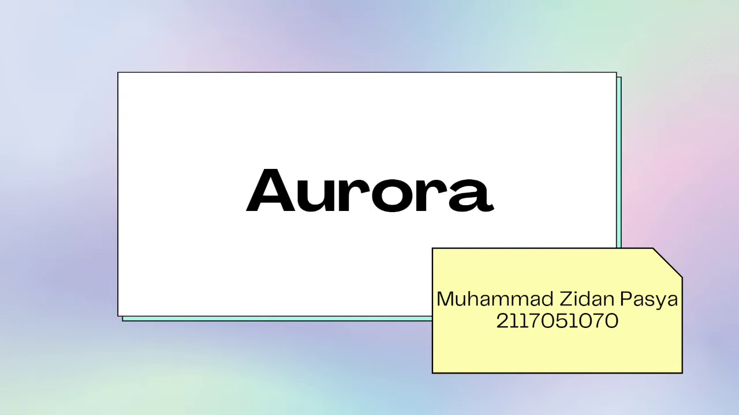My name is Muhammad Zidan Pasha with student identification number 21170510770 from C class. Today, I will present about the aurora.